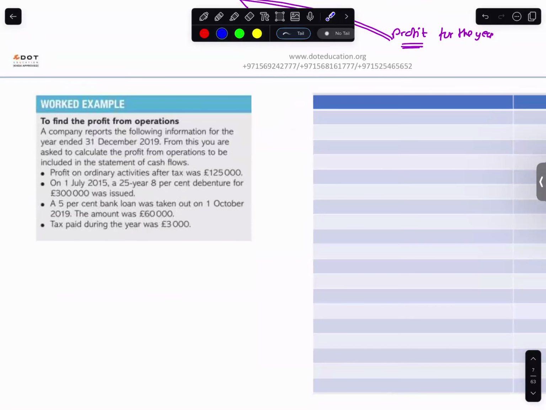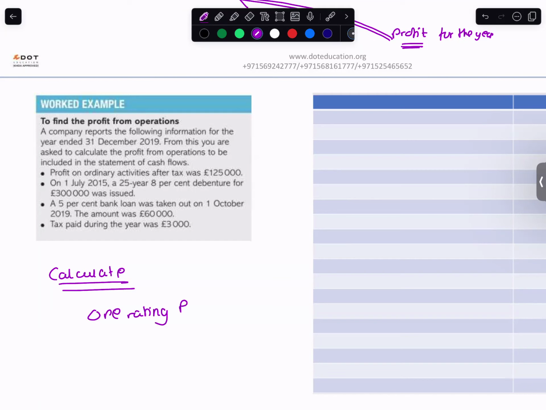Now this is a worked example where you are given your profit for the year, and you have to calculate your operating profit, or profit from operations. Can you please read the question? A company reports the following information for the year ended 31st December 2019. From this, you are asked to calculate the profit from operations to be included in the statement of cash flows.